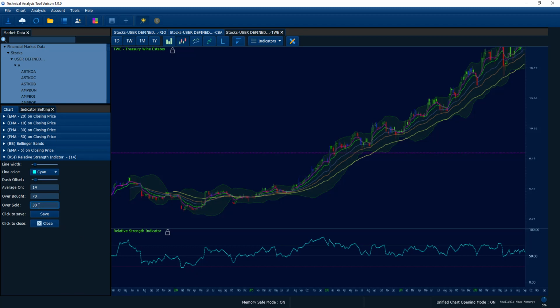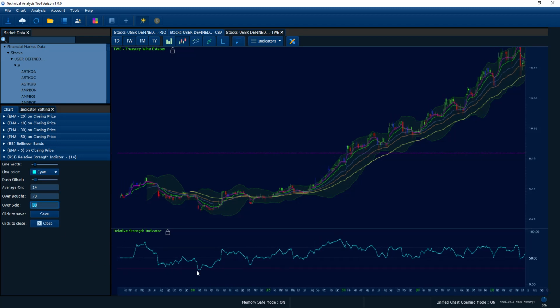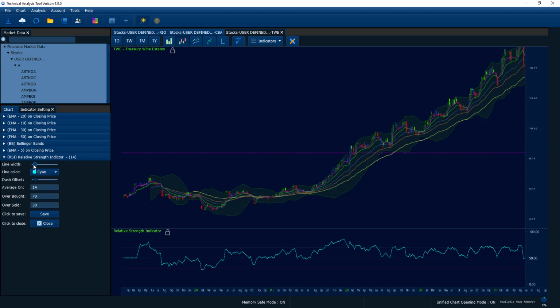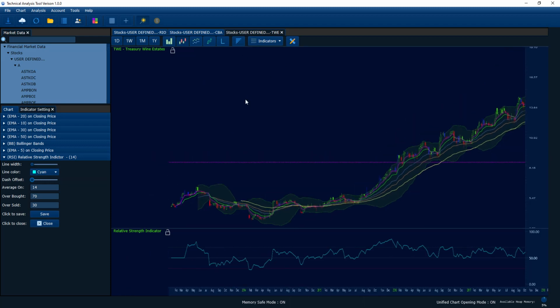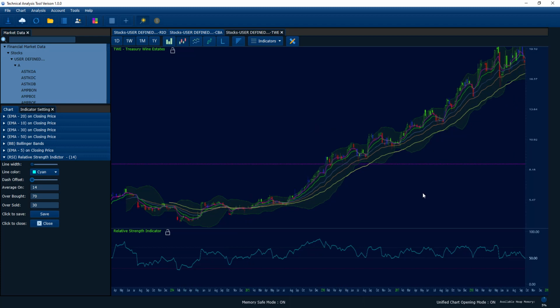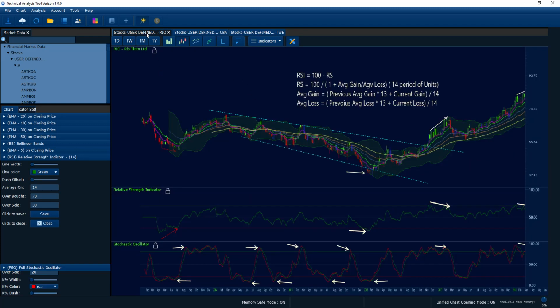You can configure any other number as you want, but the default is 30, and if the number read from the RSI line goes below that red line, that means oversold. Okay, that's pretty much the setup of this indicator in our application. Let's come back here maybe later. Let's go to our first chart.